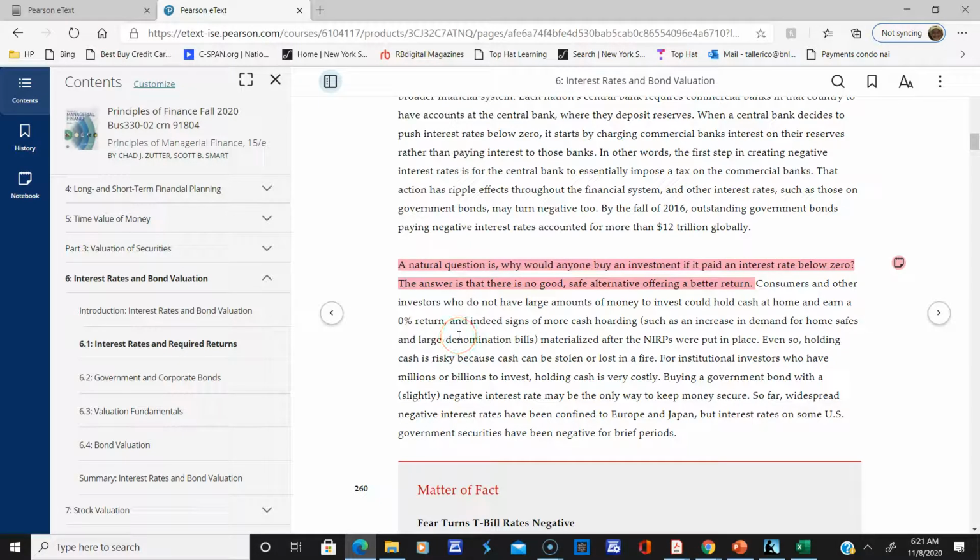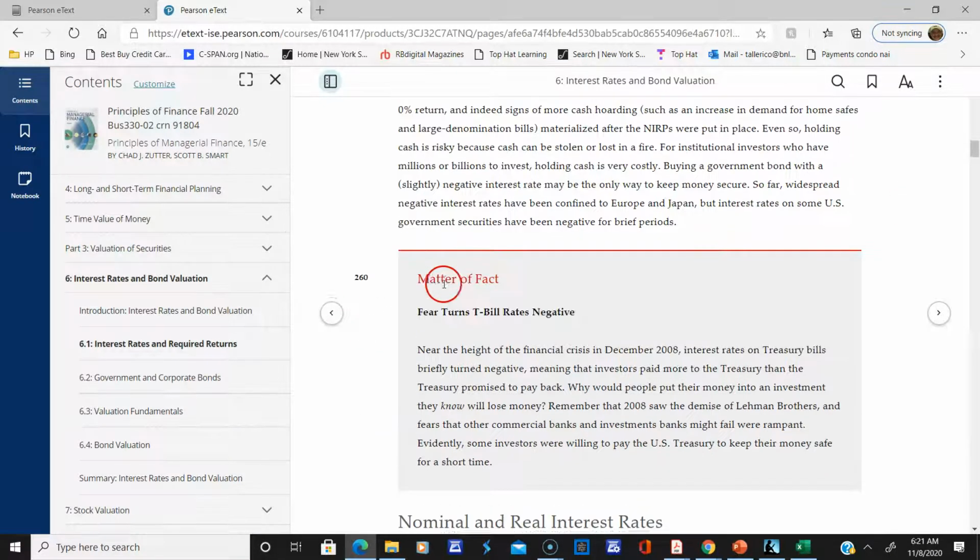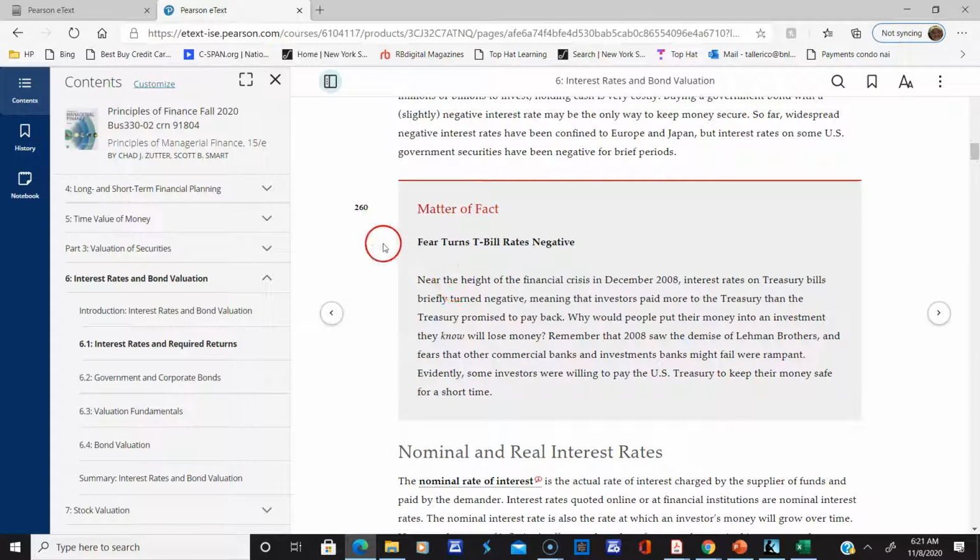All right, so basically, that's kind of the way that goes. And here is an interesting fact: fears in the U.S. economy turned T-bill rates negative during the 2008 financial crisis, right? And this is worth reading because it's a good history.